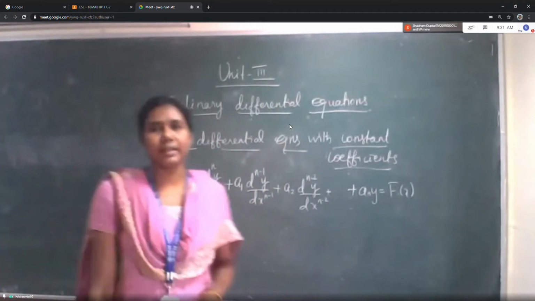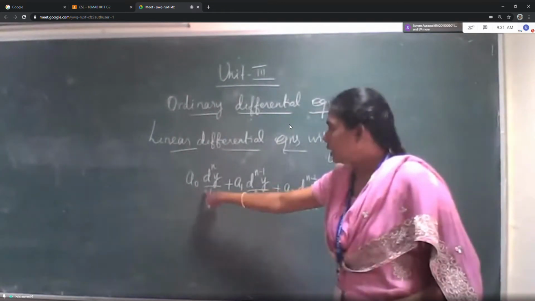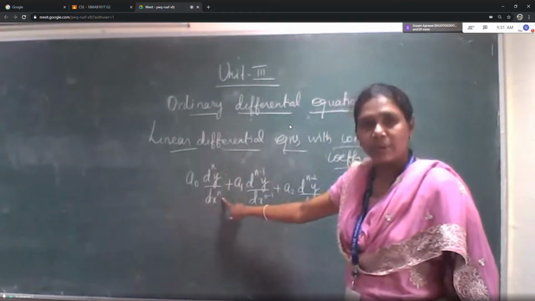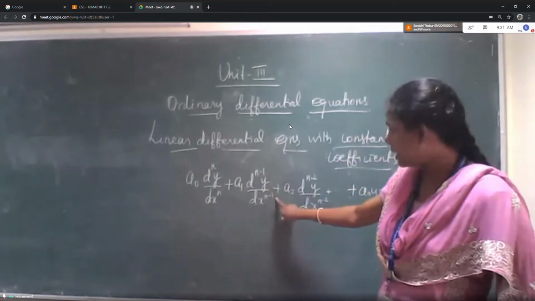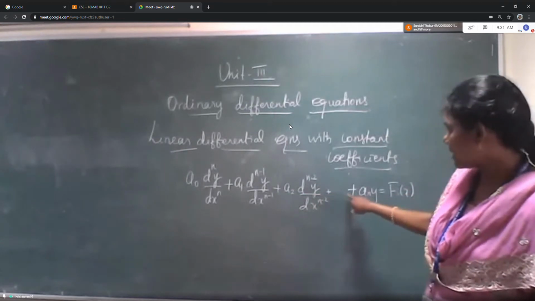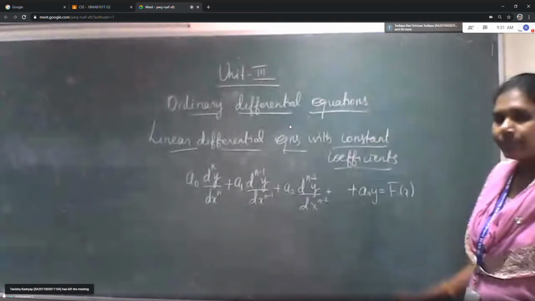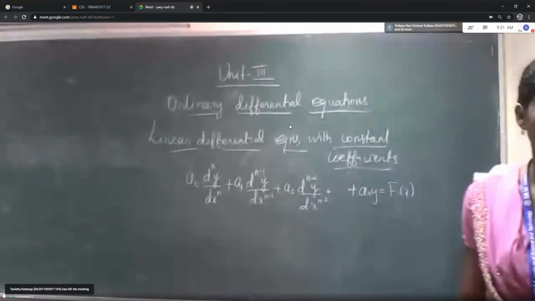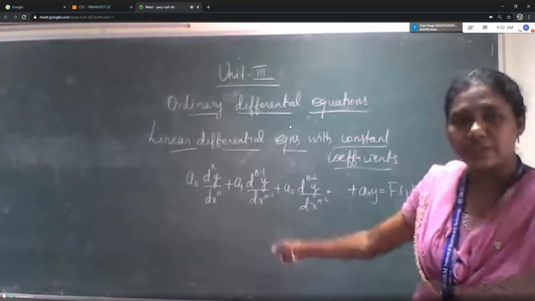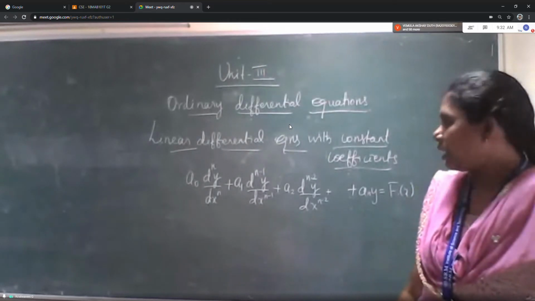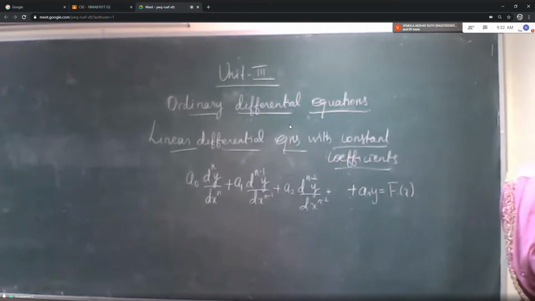This is one general linear differential equation: a naught dⁿy/dxⁿ plus a1 dⁿ⁻¹y/dxⁿ⁻¹ plus a2 into this plus etc., plus an y equal to f of x. Here a naught, a1, a2, etc., an are constants.